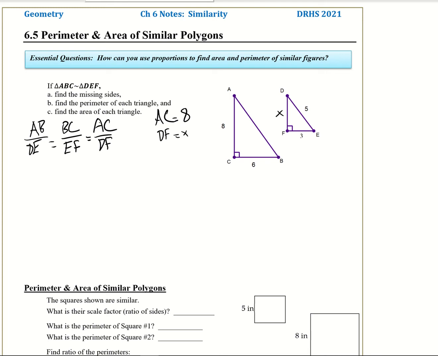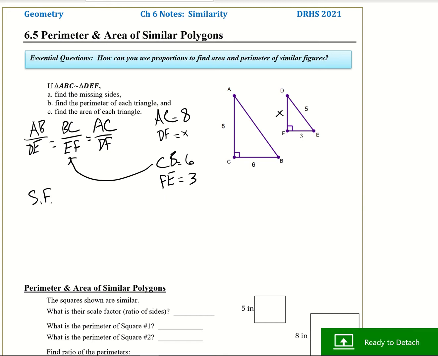We just need to find which one we have both of. So we have both CB is 6 and FE is 3. So using these two, we could see they both go right here. This is going to be the scale factor. So it's going to be 6/3, which is just 2.